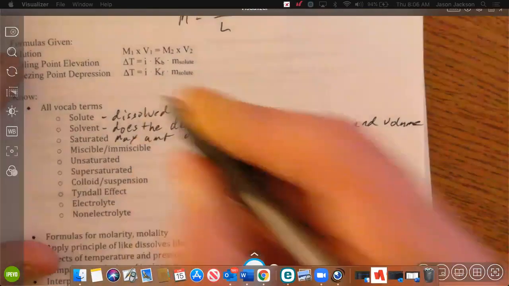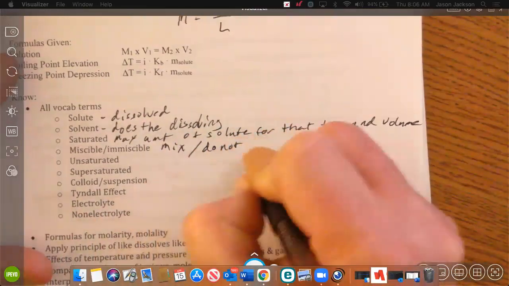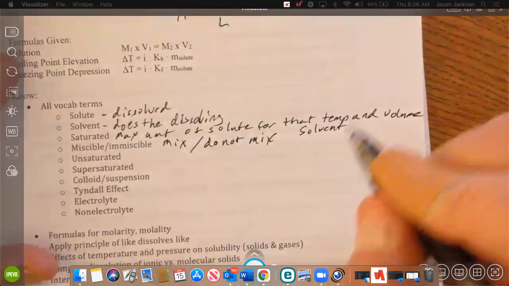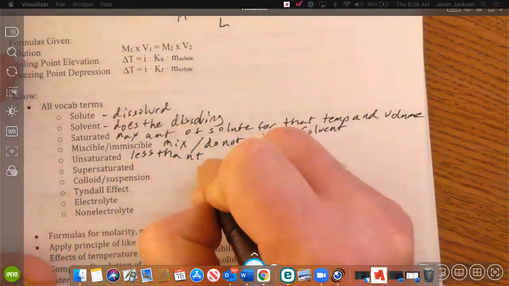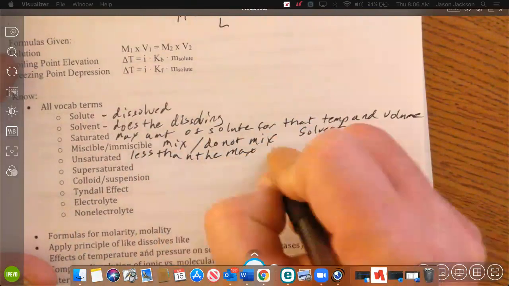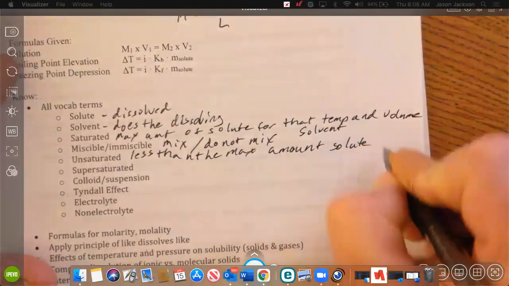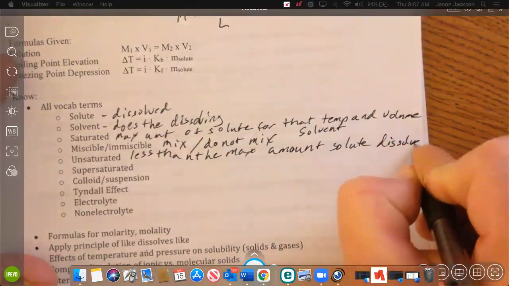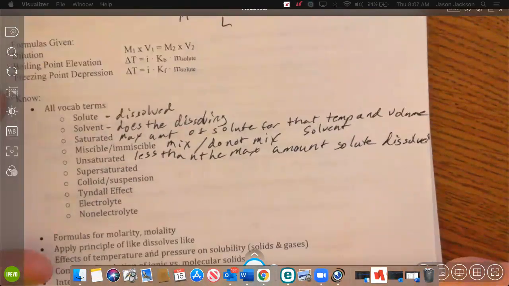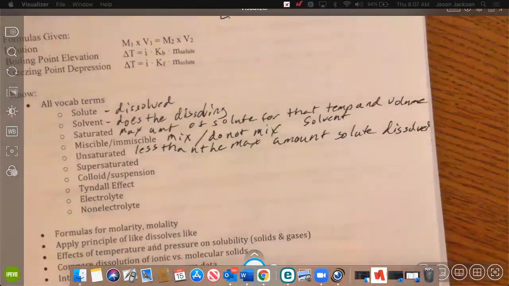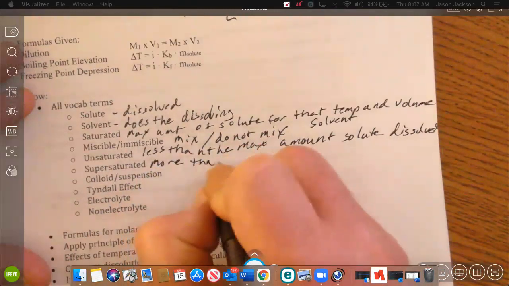Miscible. Miscible means that they can mix. Immiscible means they do not mix. Unsaturated is anything less than the maximum amount. It's going to be anything from one very tiny particulate all the way up to just under saturated. Supersaturated is a very special case where you have more than the maximum amount.